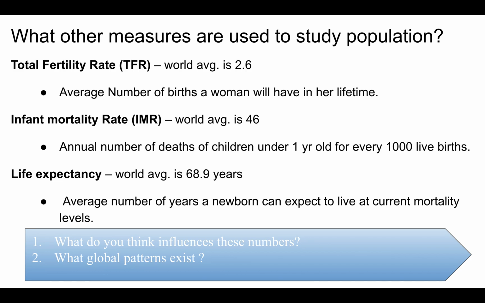And we look at the infant mortality rate, which is 46. That's the average, 46 over 1,000. That's 46 children before the age of 1 out of 1,000 will die. And life expectancy is the average longevity of a human, which is 68.9 years on a global scale. The average number of years a newborn can expect to live at mortality rates.